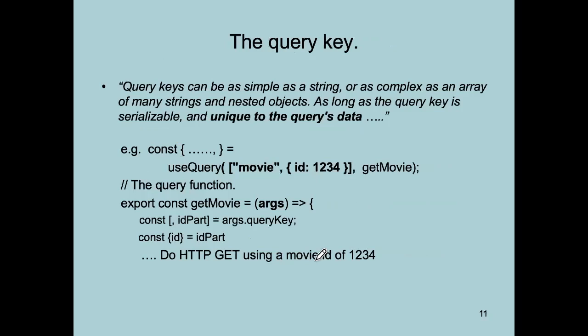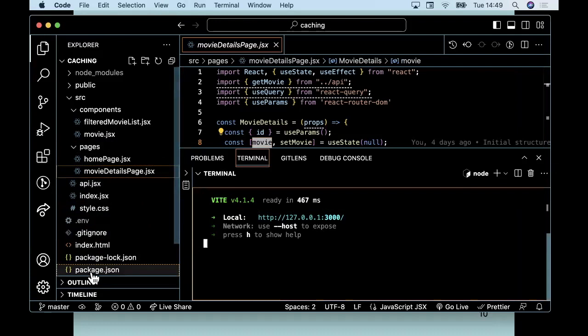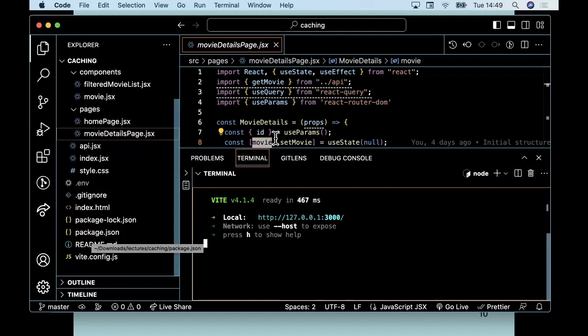Before I go on to the next. So what that means is if I go back to my code and I've provided a README, and the README explains how you can change the code so that it's now using the cache. So let's just do that.